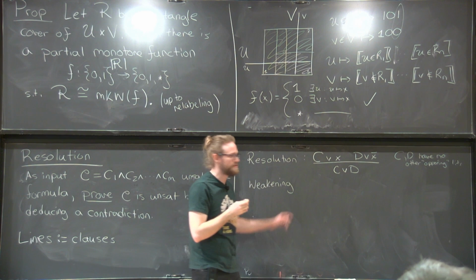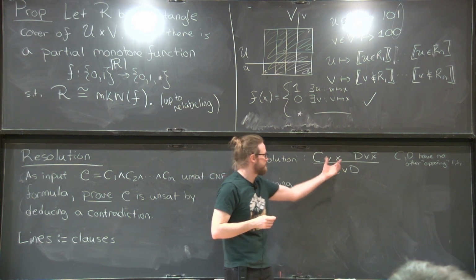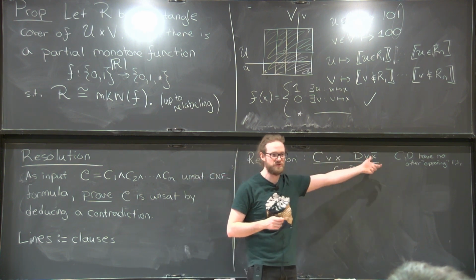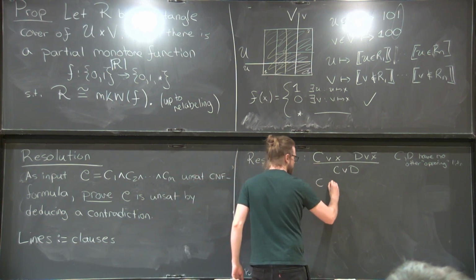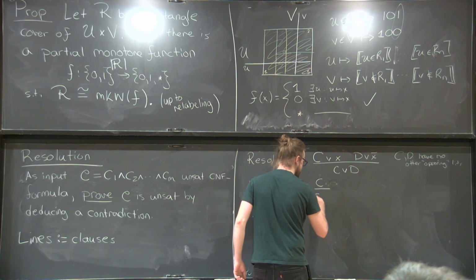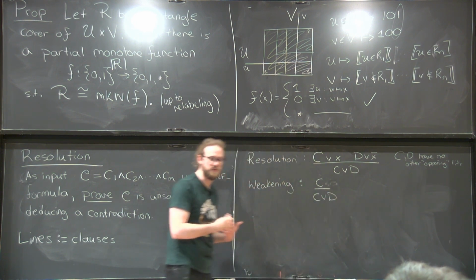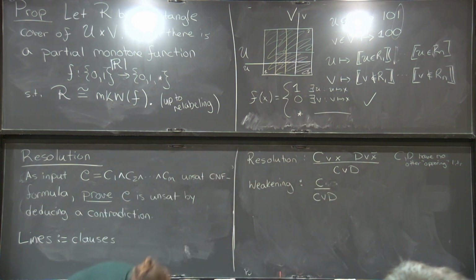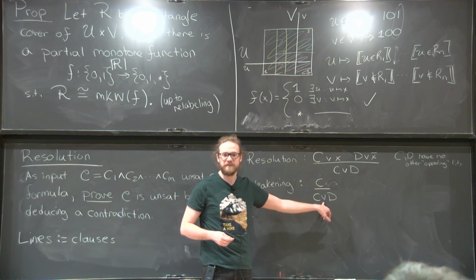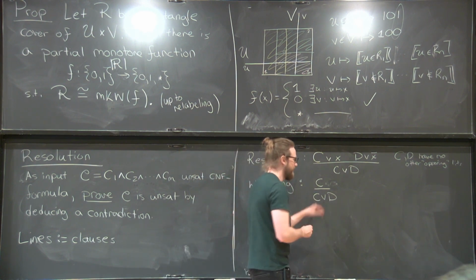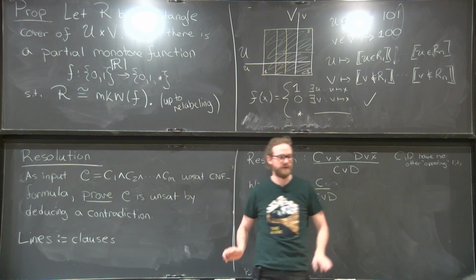This is clearly a sound rule because for any assignment to x, either C is true or D is true. Now the weakening rule, for completeness, you don't actually need it, but it will be useful for the sake of proving things. It just says that if I have a clause C, I can deduce any clause C or D, again supposing that you don't throw in stupid stuff.